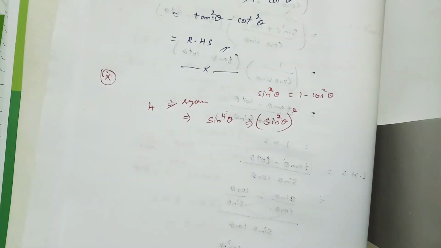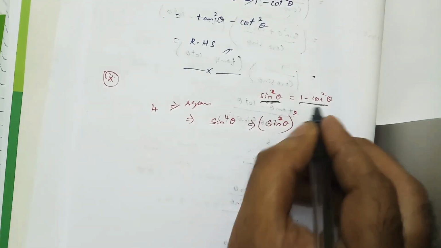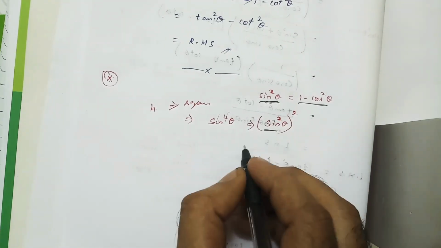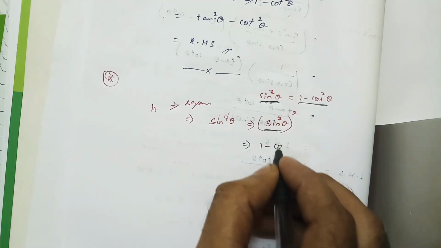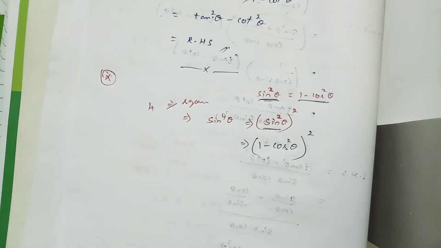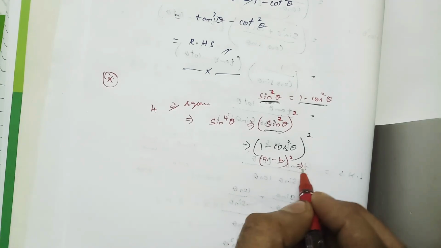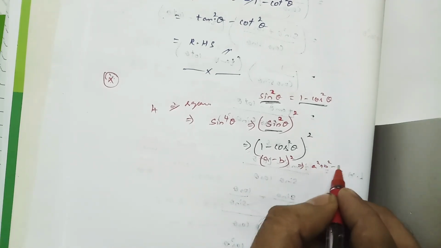Already we know that sin square theta is equal to 1 minus cos square theta. So sin power 4 theta is nothing but 1 minus cos square theta the whole square. Here it will be in the A minus B the whole square format. So we know the identity: a square plus b square minus 2ab.